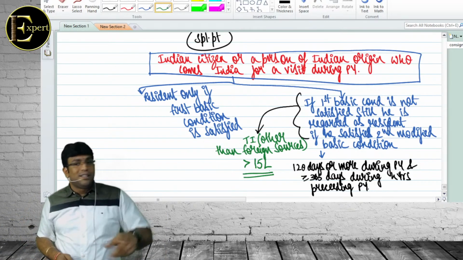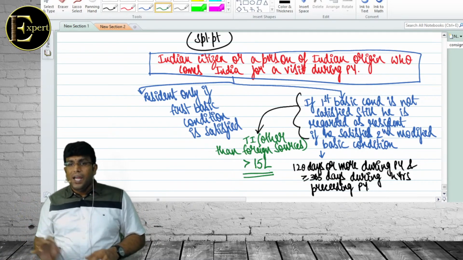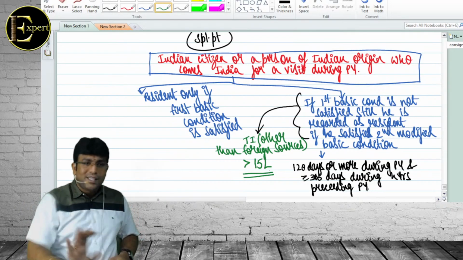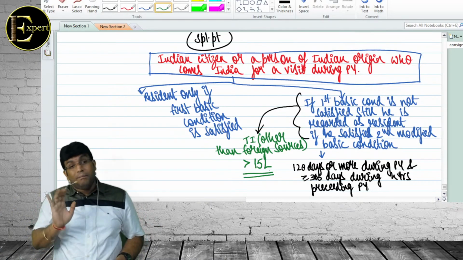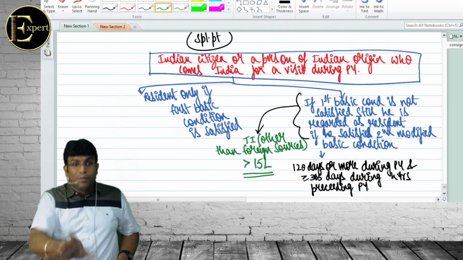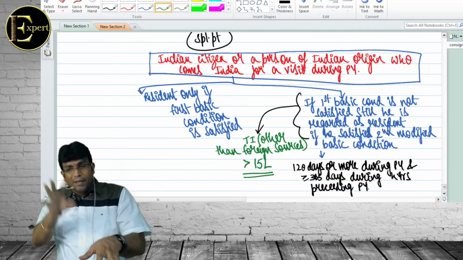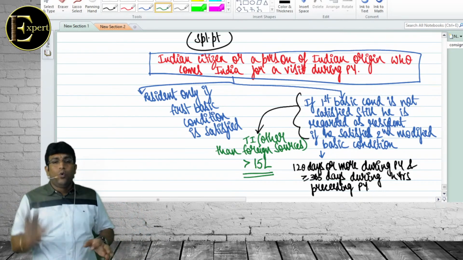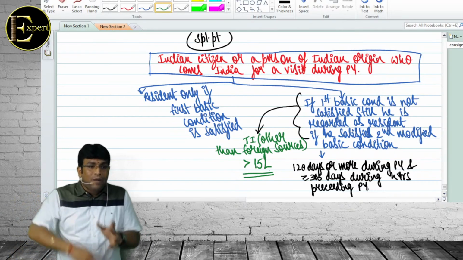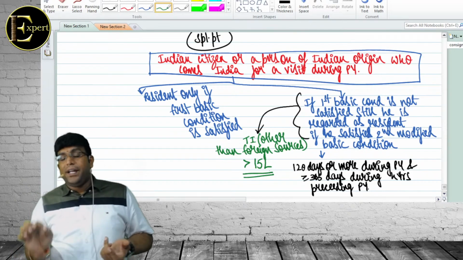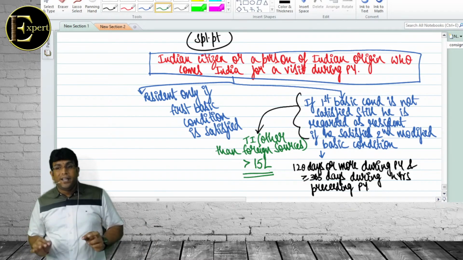Third case: an Indian citizen or a person of Indian origin who comes to India for a visit during the previous year. This fellow is a resident if the first basic condition is satisfied. If the first one is satisfied, very good. If the first one is not satisfied, we are telling, brother, we will still call you resident if you satisfy the second modified condition. And the second modified condition story will apply only for those whose total income other than foreign source exceeds 15 lakhs. Correct? And what is the second modified condition? 120 days or more during the previous year and 365 days or more during 4 years preceding the previous year.